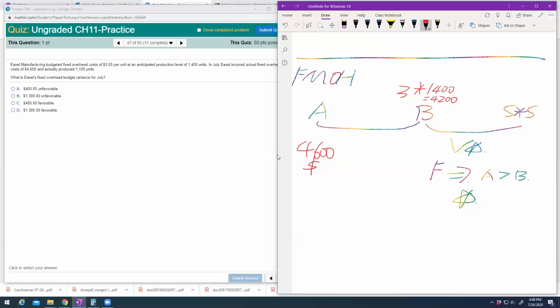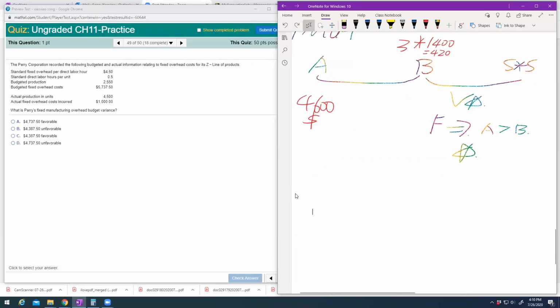Your actual is 4,600. Your budget is 4,200. So your actual is more than the budget, so you will have an unfavorable $400. You will have an unfavorable $400 as your variance. Okay, next one. Let's look at the next one.